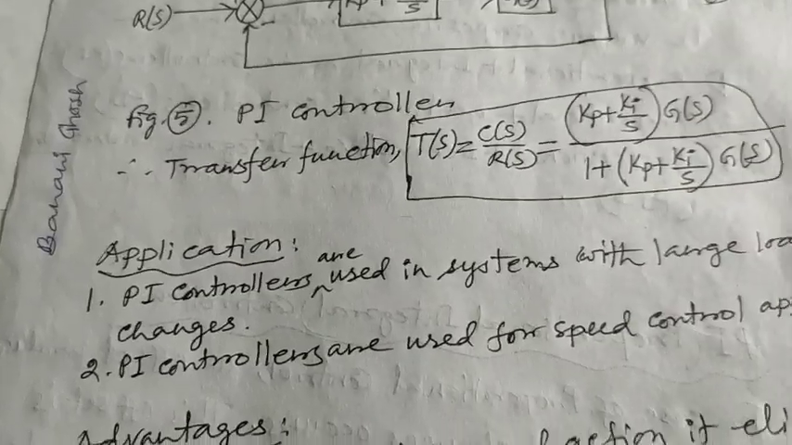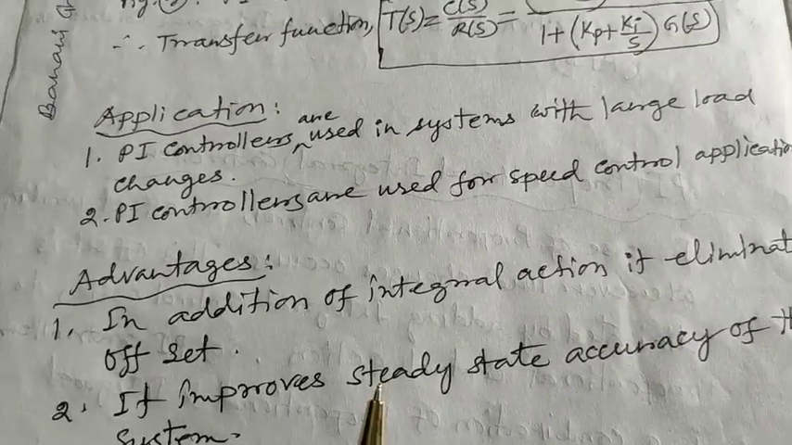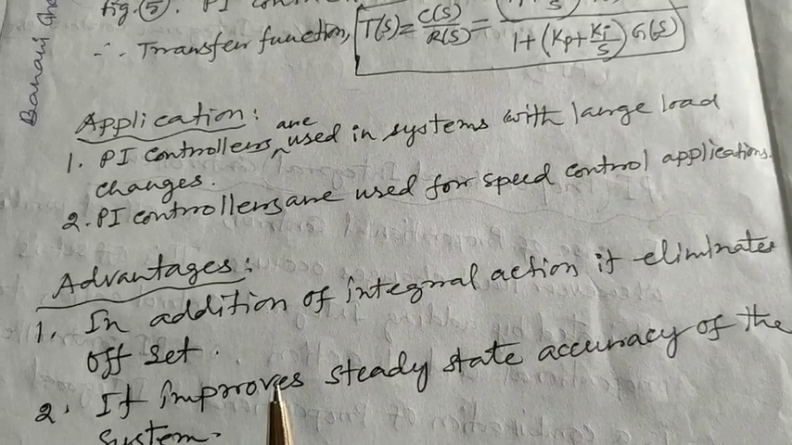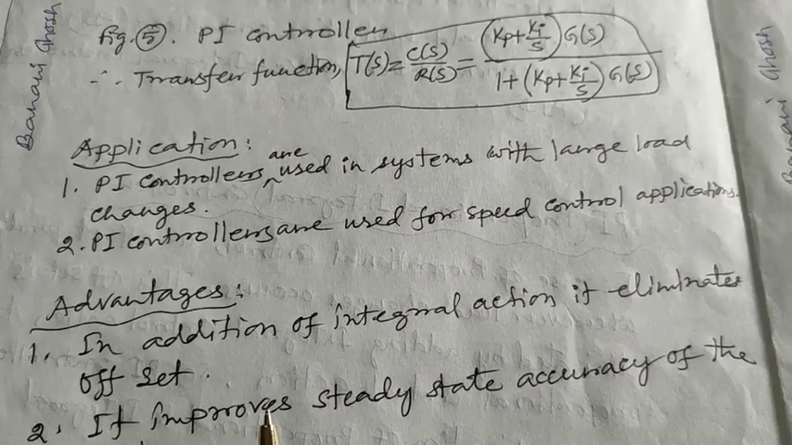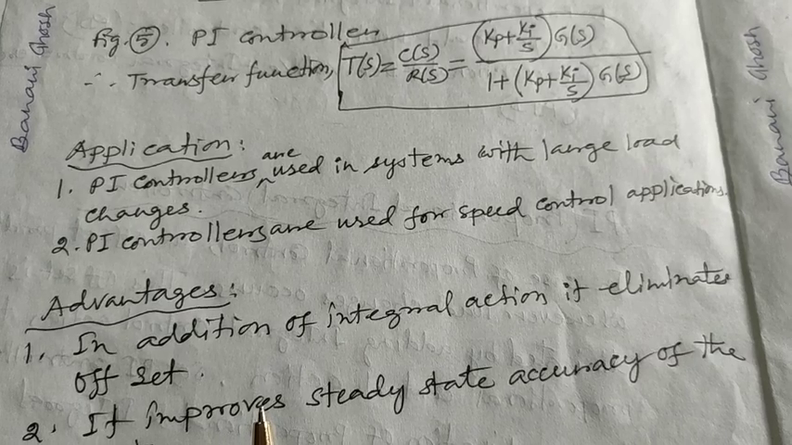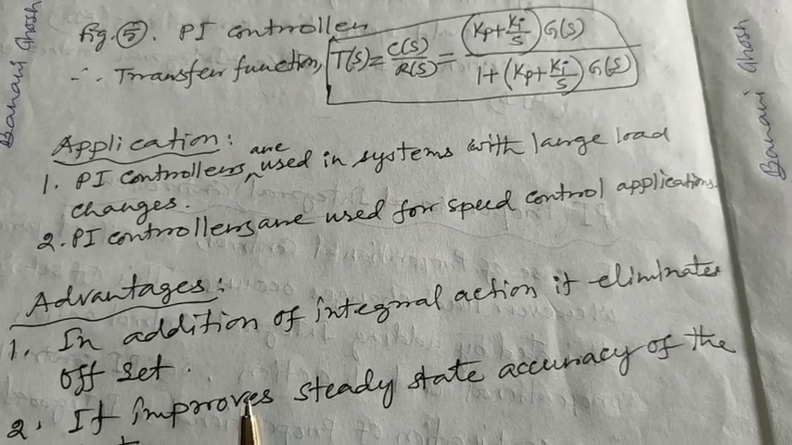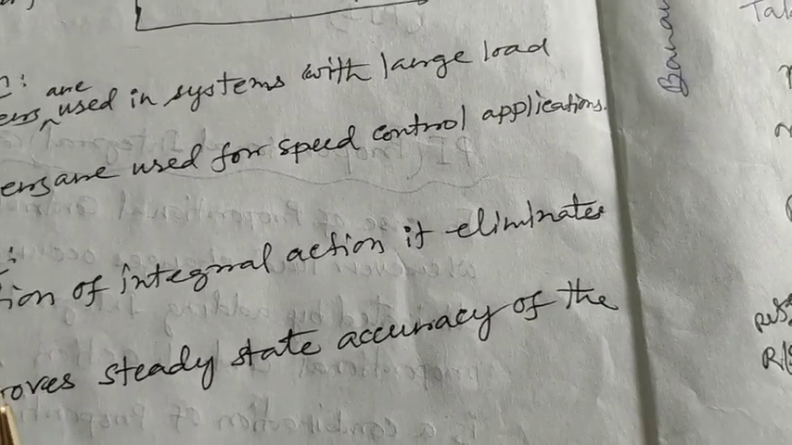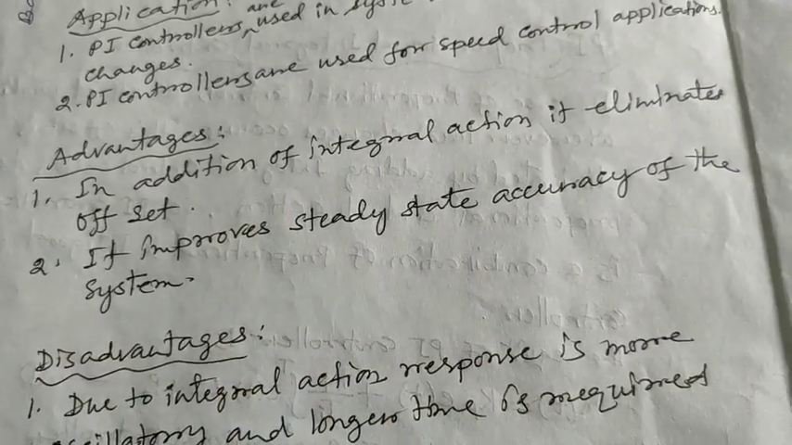Now what are the applications of PI controller? As a composite controller, PI controllers are used in systems with large load changes, and PI controllers are used for speed control applications. Okay. Advantages. What are the advantages?